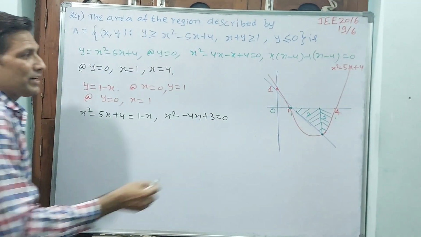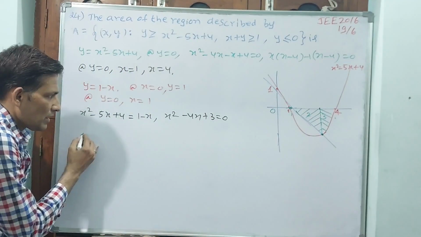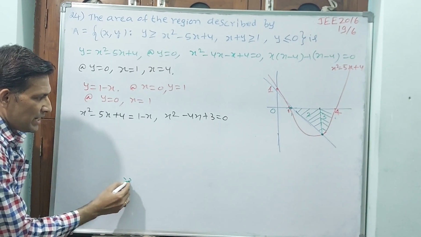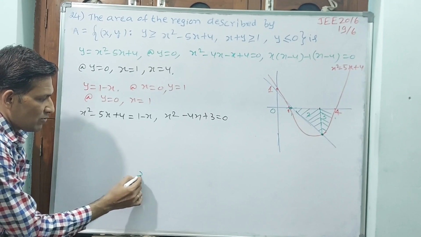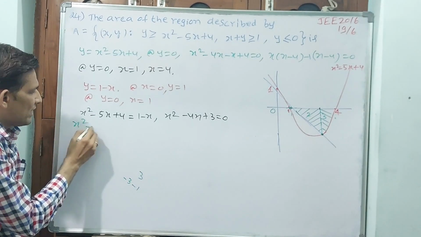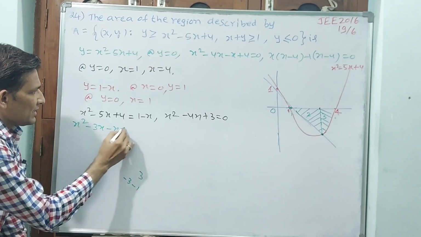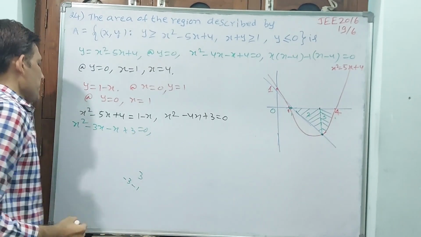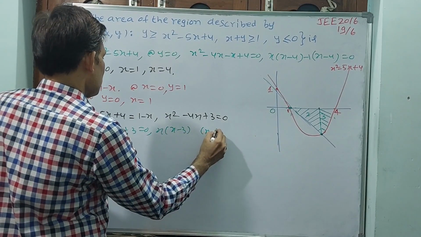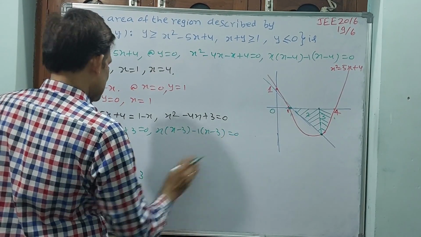If you solve, you are going to get this point. Write down, minus 3 into minus 1 is equal to plus 3, and minus 3 plus minus 1 is minus 4. So x square minus 3x minus x plus 3 equal to 0. If you take x common, x minus 3, x minus 1.